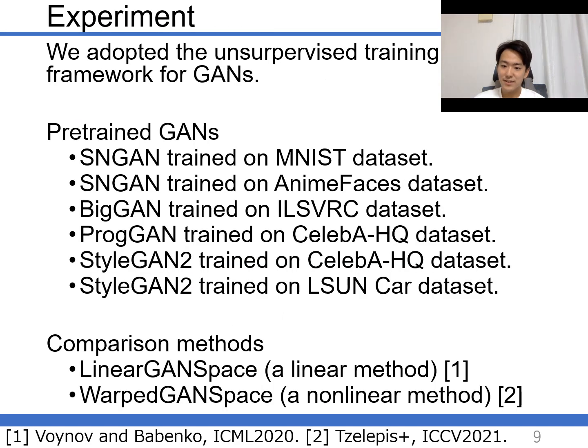Now we present experiments and results. For the experiments, we adapt the proposed method to the unsupervised training framework for pre-trained GANs. We employed these 6 pre-trained GANs. For comparison methods, we employed LinearGAN space as a linear method and WarpedGAN space as a nonlinear method.